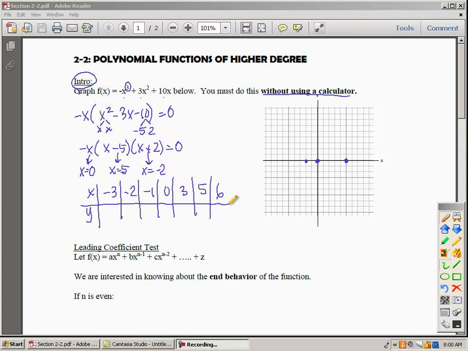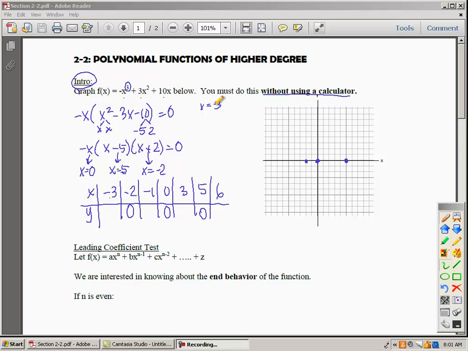Okay, and so I'm going to show you how to do a couple just so we can see the general shape. But at 0, I know I get 0. At negative 2, I get 0, and at 5, I get 0. And the question is, in between these points, am I above the x-axis or below? And so what I did is I took my value and I actually plugged it into this factored form. And so I'll show you one.